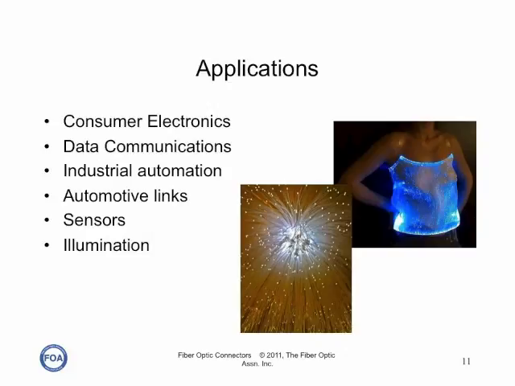Where is plastic optical fiber used? Well, a lot of it is used in consumer electronics. It's also used in data communications, industrial automation, in automotive links, sensors, and for illumination, like those Christmas trees that use fiber optics. But it can also be used for interesting illumination projects like clothing, as shown here.